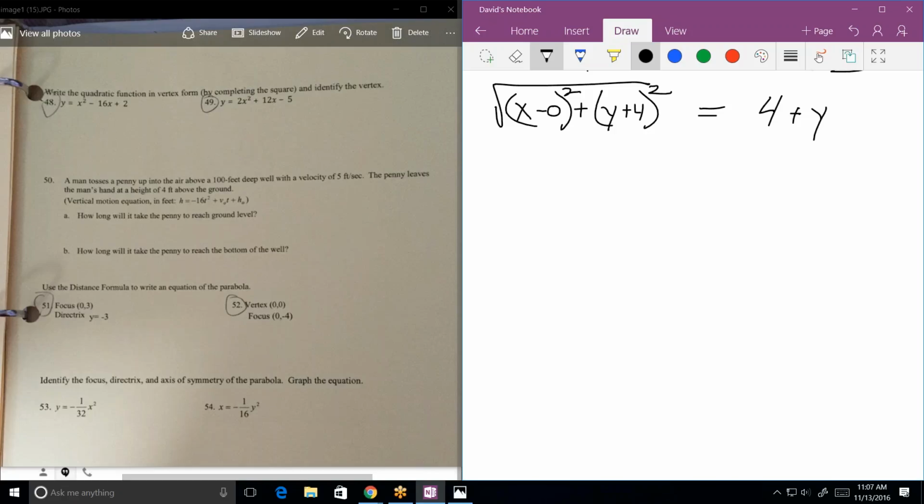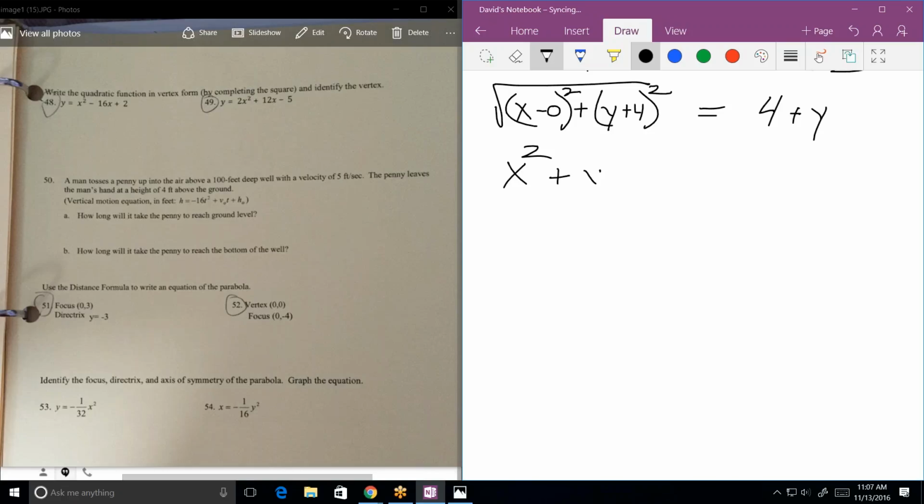What's the first step? Square both sides. Okay, which leaves what as the next line? X minus 0 squared plus y. Take out the minus 0, we don't need that. X squared plus y plus 4 squared equals y squared plus 16. Okay, expand that inside. What's y plus 4 squared?